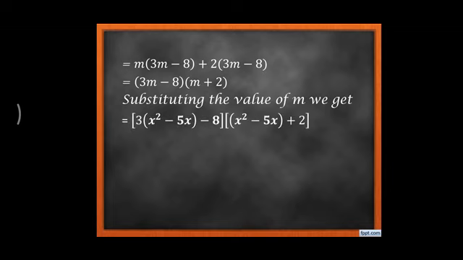In place of m we will put x square minus 5x. So we get 3 in bracket x square minus 5x minus 8, and in the second bracket it is m plus 2. So we have x square minus 5x plus 2. We will open all the brackets in the first one. So 3 into x square is 3x square, 3 into minus 5 is minus 15x plus 8, and x square minus 5x plus 2. So these are the factors of the given polynomial. It cannot be factorized further.